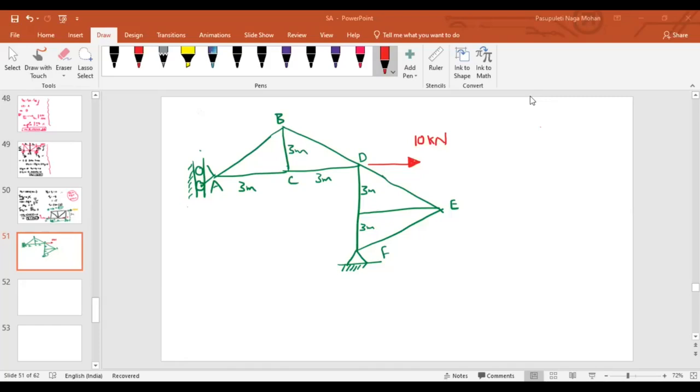Yes, sir. How many members are there? 1, 2, 3, 4, 5, 10 numbers, sir. How many reactions? This 10 kilonewton is balanced by the forces developed at the point A. So there is no moment generated, so we can't find the forces at the F. That's why you are telling this structure is indeterminate, sir?